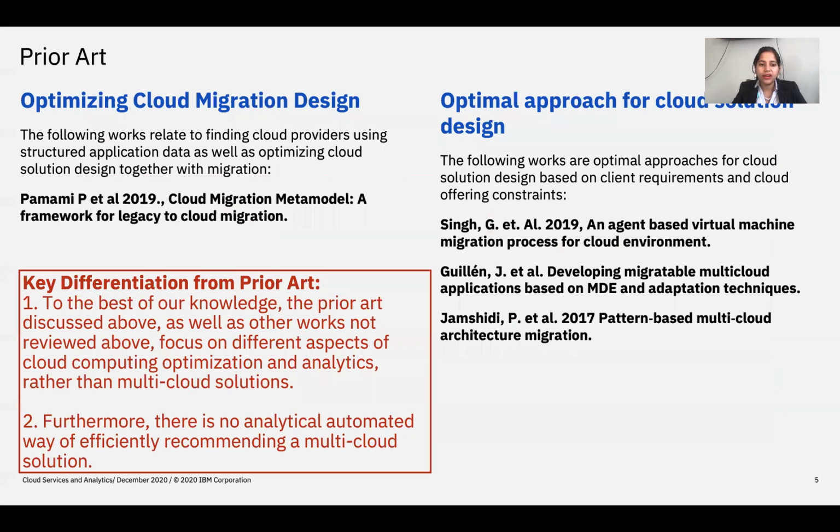So, in our prior art, to the best of our knowledge, we have seen that there has been some work done in cloud computing optimization and analytics rather than multi-cloud solutions, but not a lot has been done in that area. And also, there's no analytical automated way of efficiently recommending a multi-cloud solution.